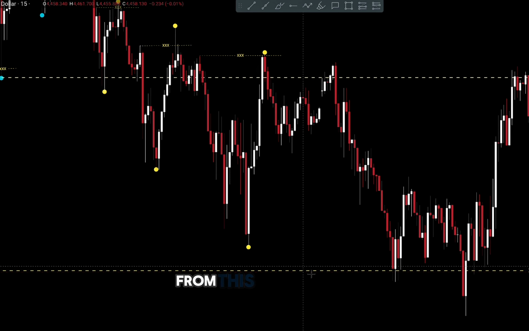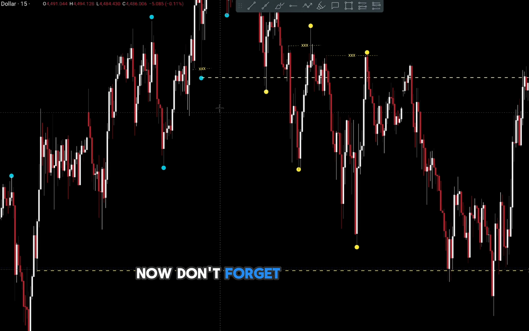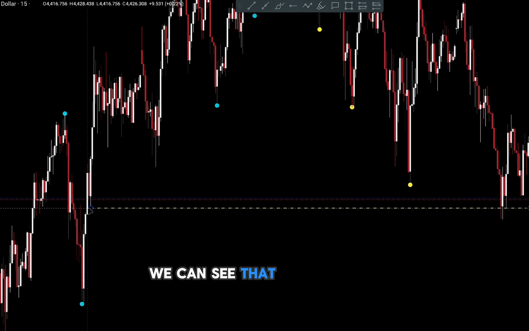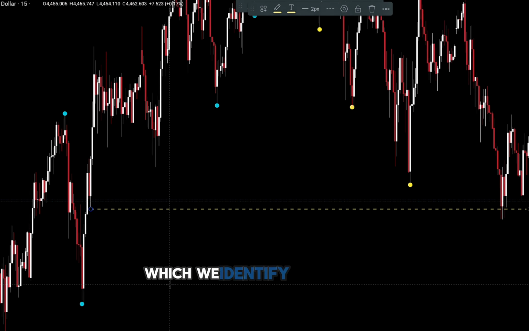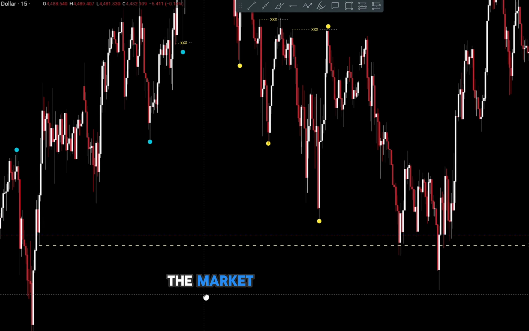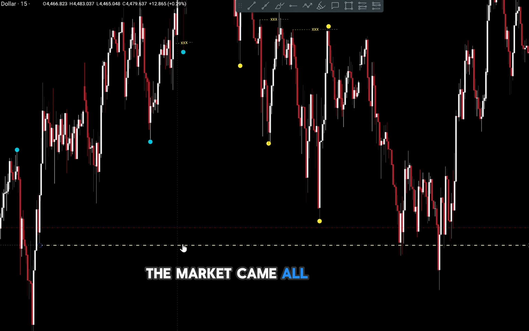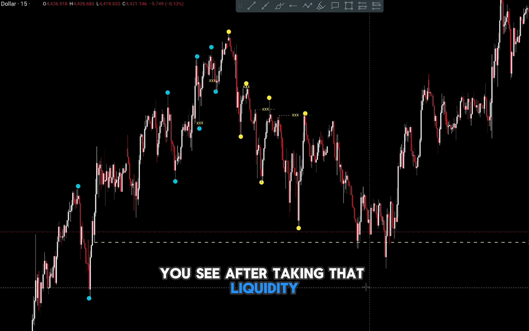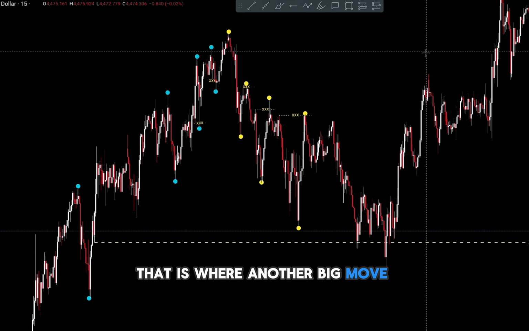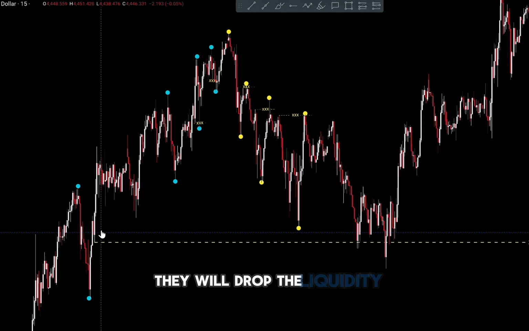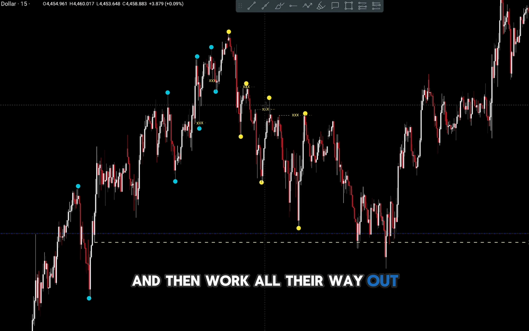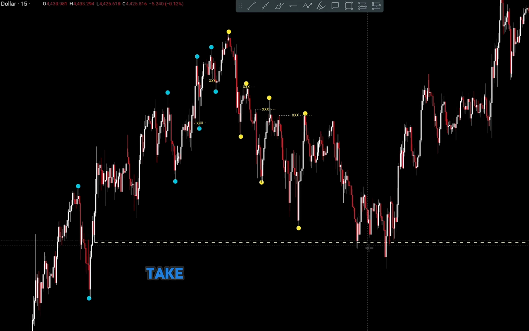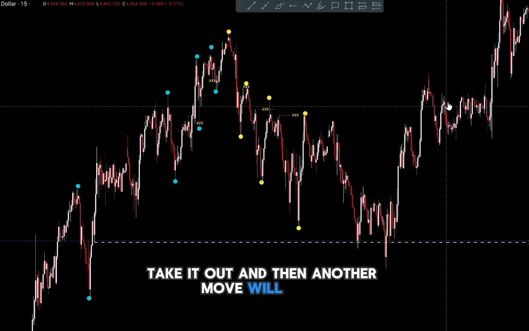From this point in time, now don't forget something here. If we look to the left, we can see that there is this liquidity which we identified first. If you forget, the market never forgets. The market came all the way back to take that liquidity. You see, after taking that liquidity, that is where another big move came. This is how they do it. They will drop the liquidity and then work all their way out. If you forget, the market will never forget. It will come back, take it out, and then another move will begin.